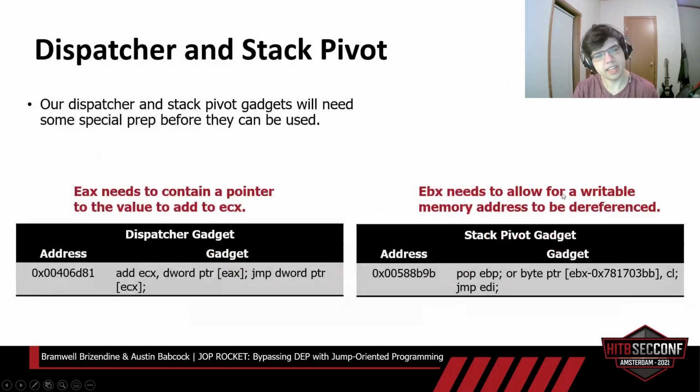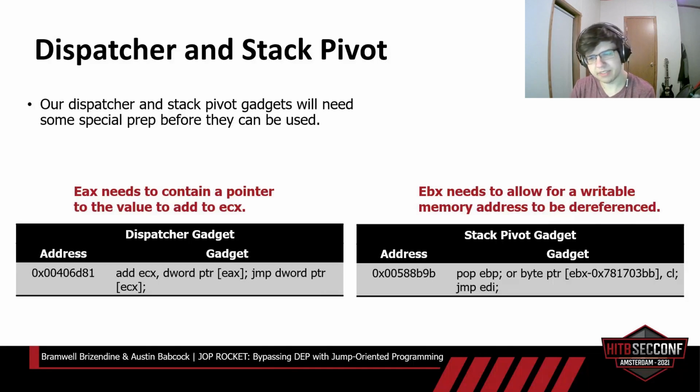So, our dispatcher gadget is a little bit weird. It's kind of nice, but we do have an add with a dword pointer EAX as the value that we're adding to our dispatch table. So we do need to set up EAX to point to a value that we want to add to ECX. That does need to be a valid memory location.